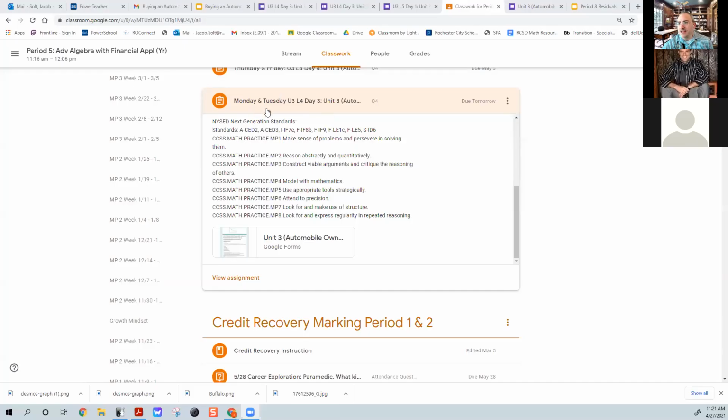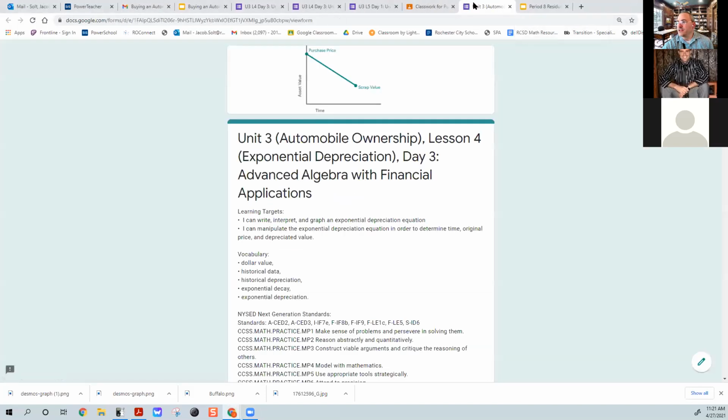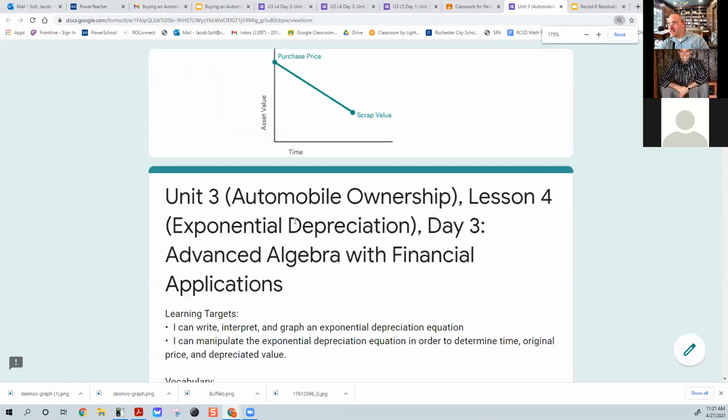All right, we're working on Monday and Tuesday, Unit 3, Lesson 4, Day 3. Clicking on this link will turn us over to here, right? We are working on exponential depreciation. This is Day 3. Days 1 and 2 were about linear depreciation, all right? Two learning targets.